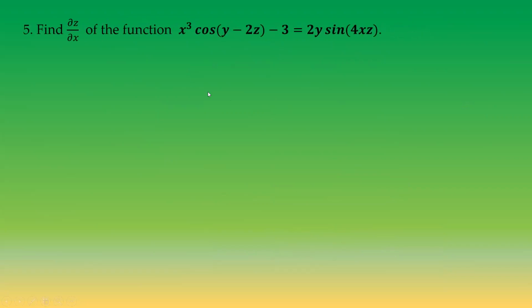Tayo sa last example, number 5. So, meron itong kahalong trigonometric. So, meron tayong function na x cubed cosine of y minus 2z minus 3 equals 2y sine of 4xz. So, again, ito yung ating given function. Pinapahanap lang dito is yung partial derivative ng z with respect to x.